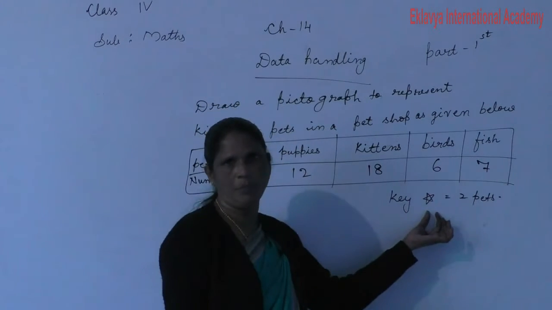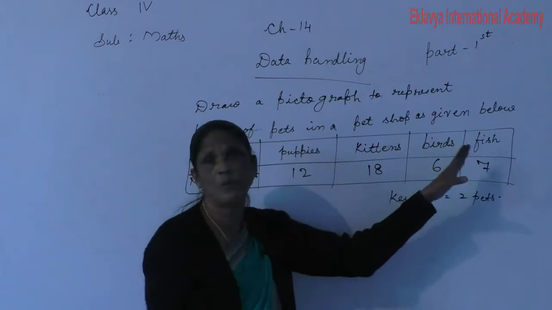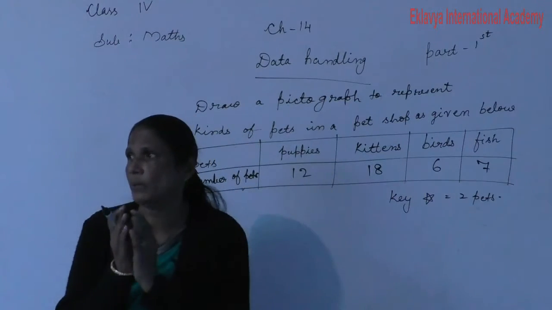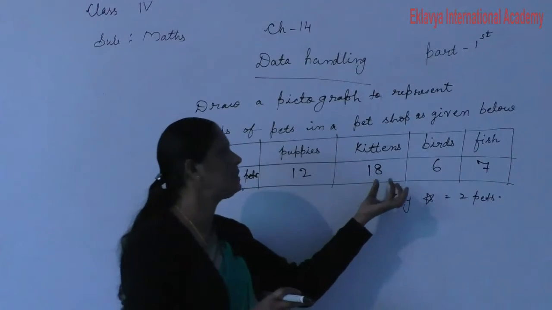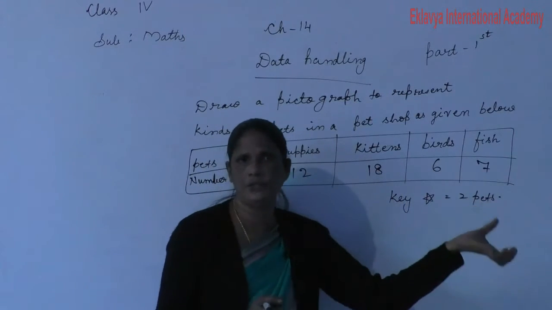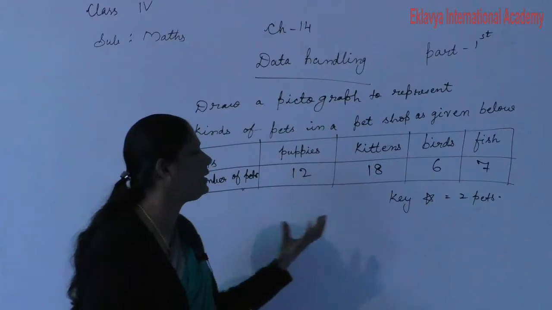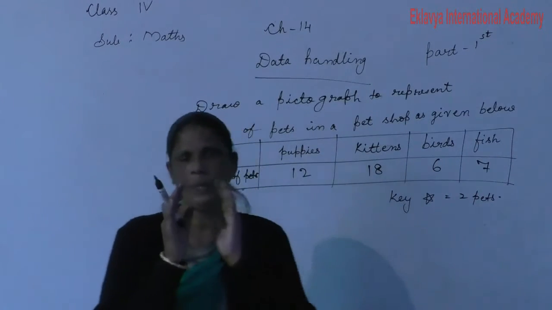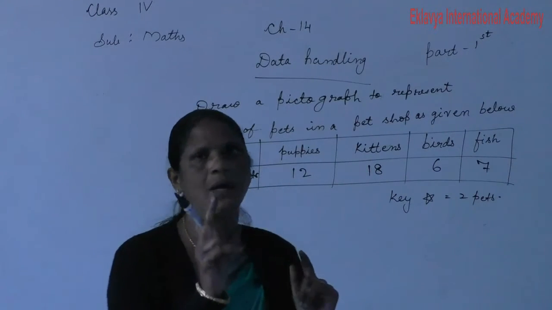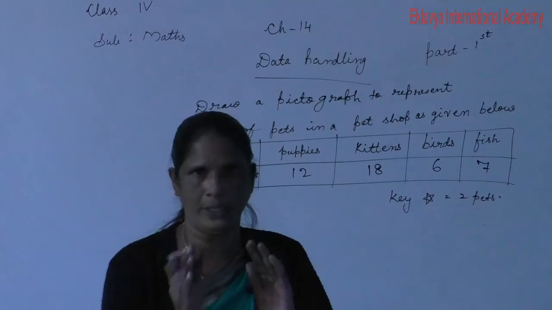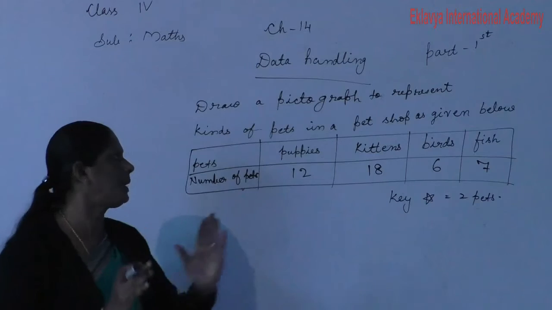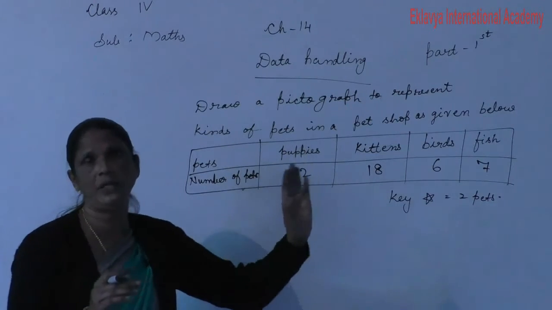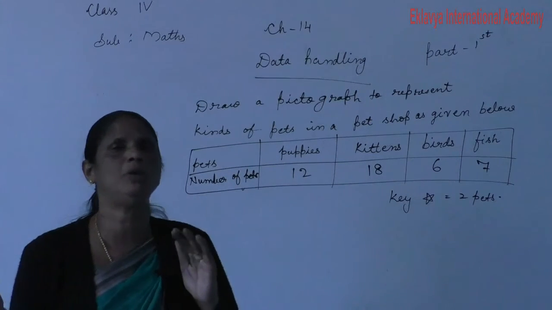This is the symbol for the different types of pets. We don't take a separate symbol for puppies, kittens, birds and fish, so we take a common symbol. I take a star as the symbol: one star is equal to two pets. Then we draw a pictograph to represent this data.